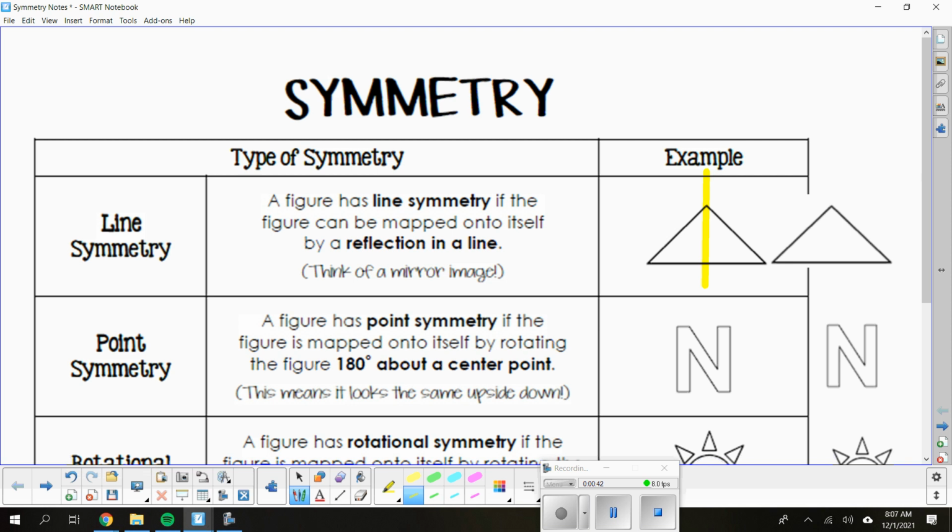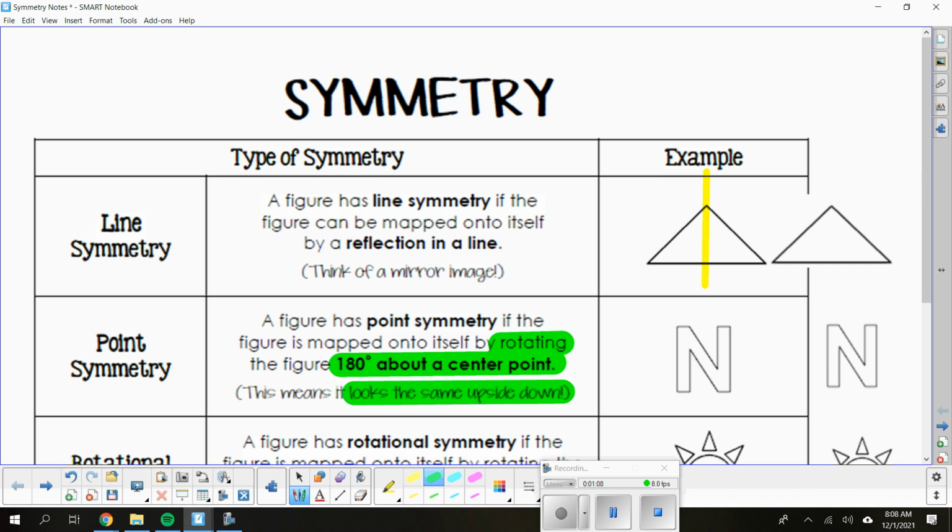When I look for point symmetry, a figure has point symmetry if the figure is mapped onto itself by rotating the figure exactly 180 degrees. So that means it's going to look the same upside down. What I do is I take a mental image of the figure, and then I flip my figure over 180 degrees, and I see if it looks the same.